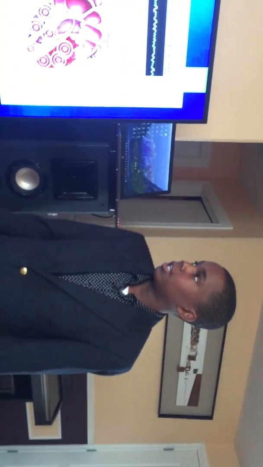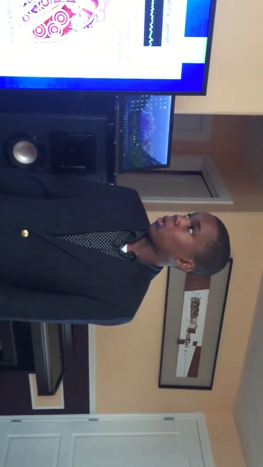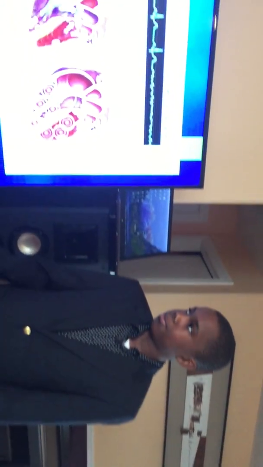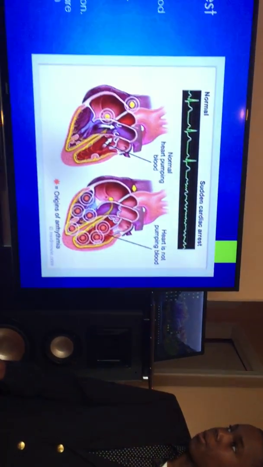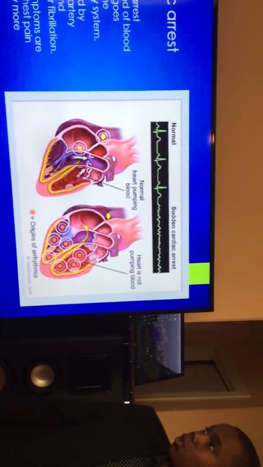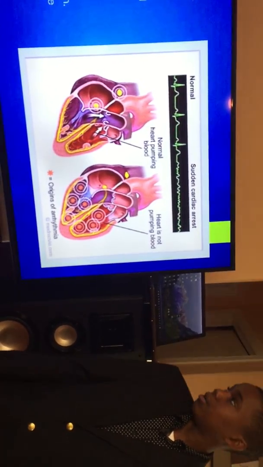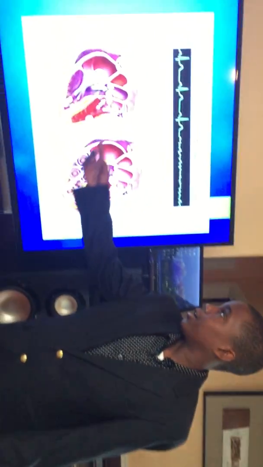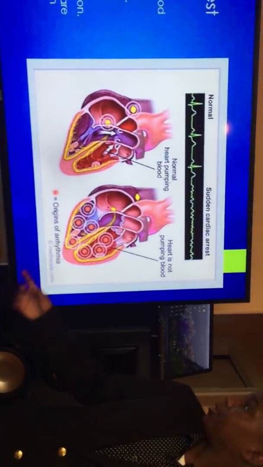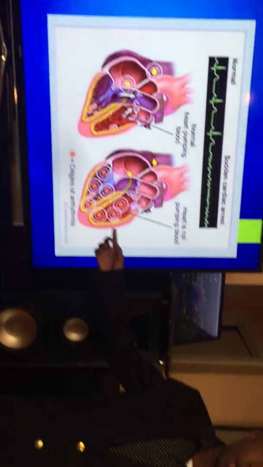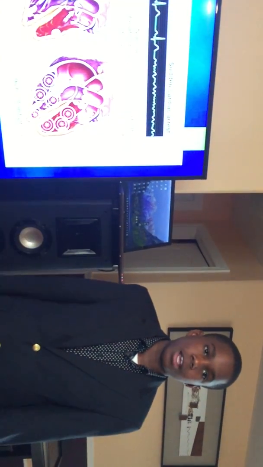Cardiac arrest. Cardiac arrest causes the end of blood flow to the circulatory system. It is caused by coronary artery disease and ventricular fibrillation. Some symptoms are fatigue, chest pain, and many more. So here's a normal heart. It's beating normally, pumping normally. But this one is not pumping normally because it has cardiac arrest.